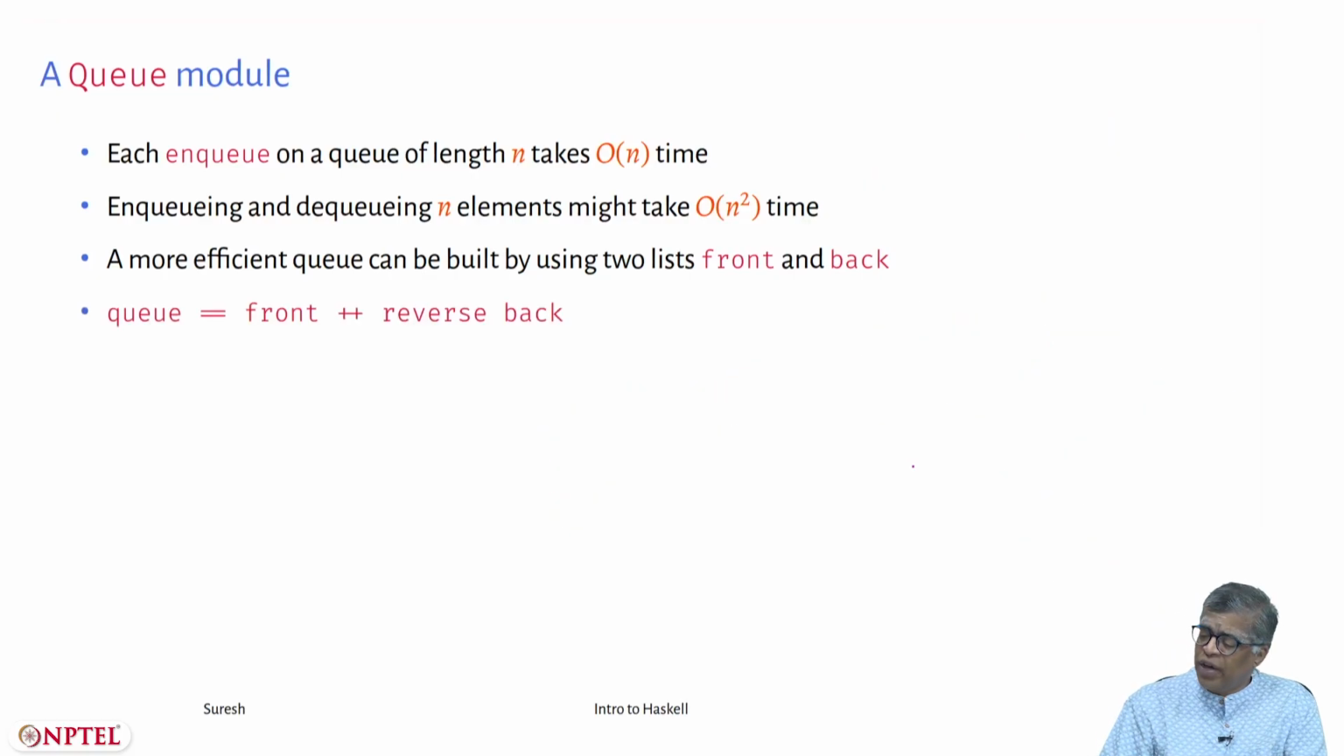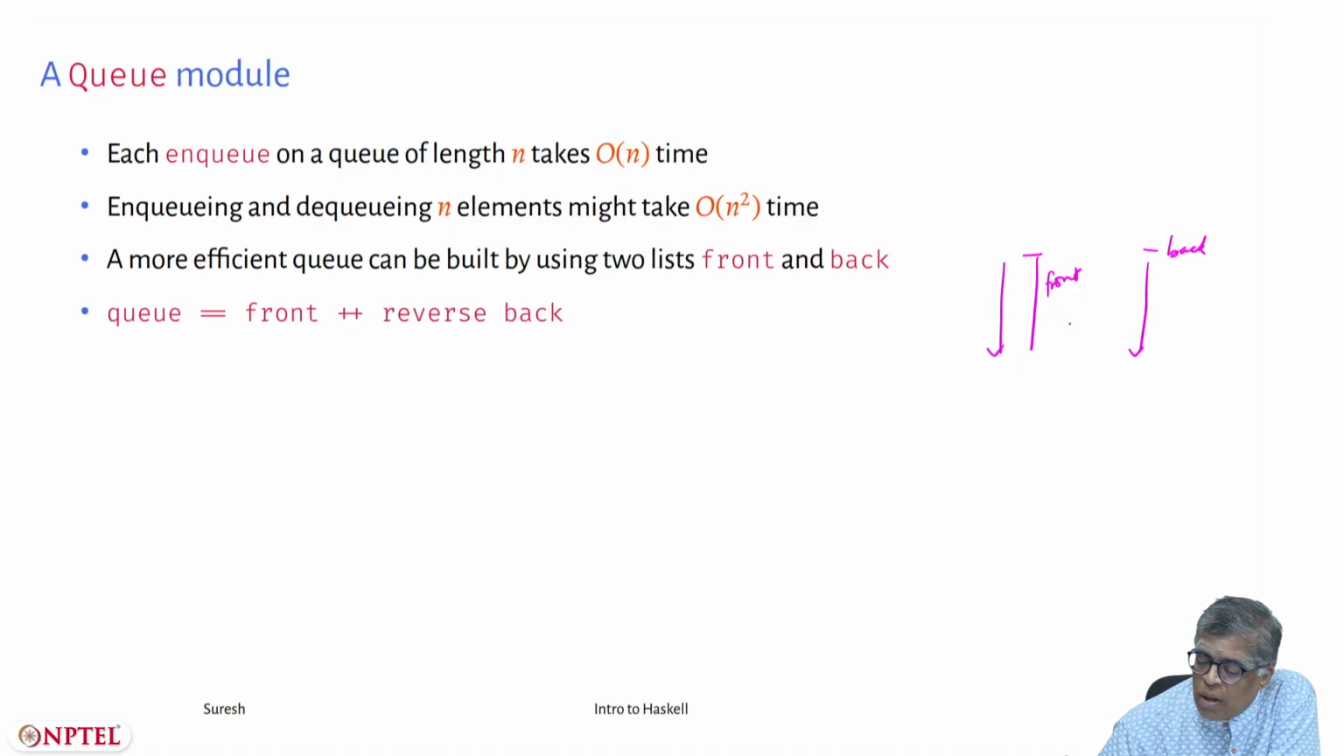You want to maintain the invariant that Q is actually front plus reverse of back. As I showed you in the picture, this is front, that is the head of front, and this is the tail. So think of front as growing this way and back is also growing this way, but you want the Q to be this way.